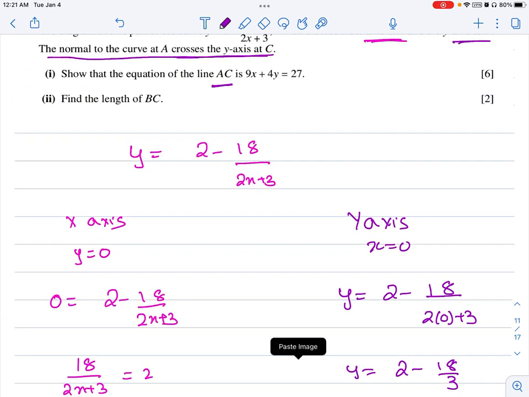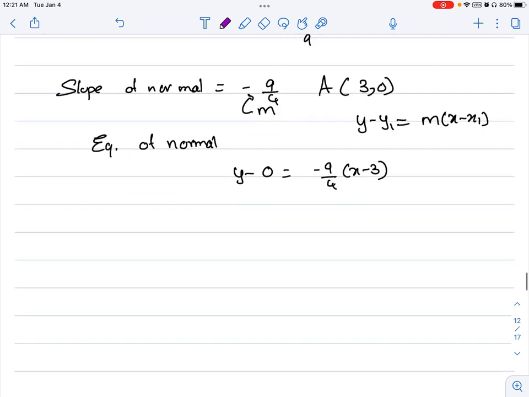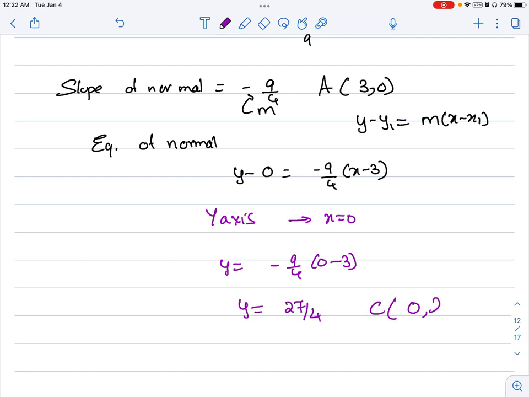Now, if we can recollect it or scroll back and check, it crosses the y-axis at C. So again, the y-axis is nothing but what? x is equal to 0. Plug in x is equal to 0: minus 9 upon 4 times (0 minus 3). So I get that value, y equal to 27 upon 4. So C is (0, 27 upon 4).